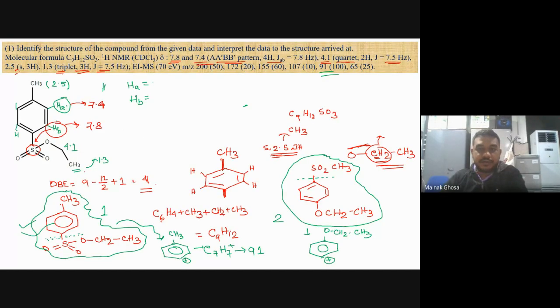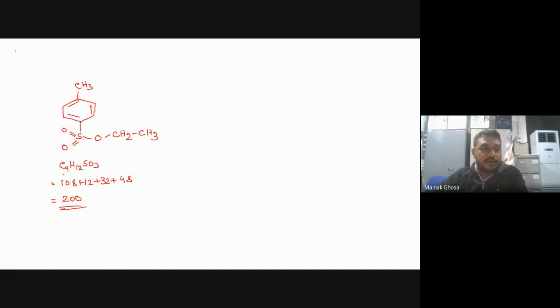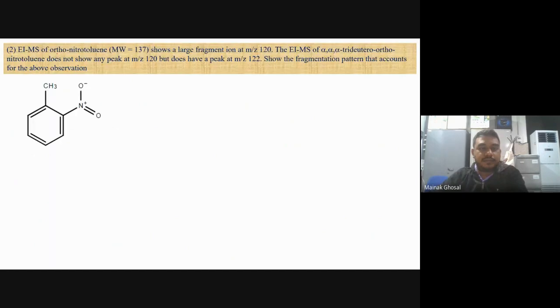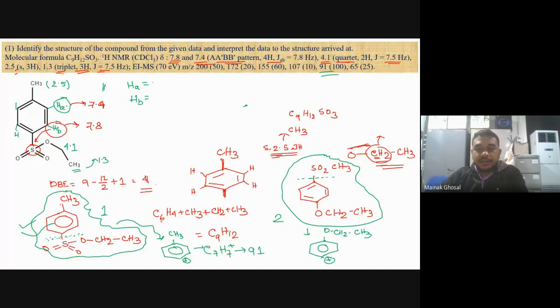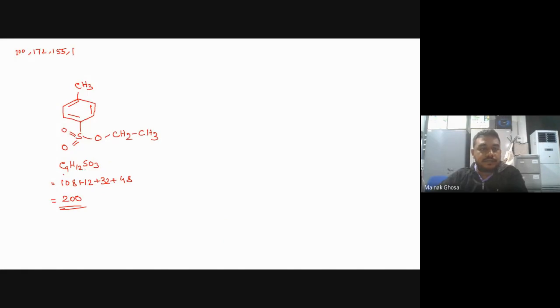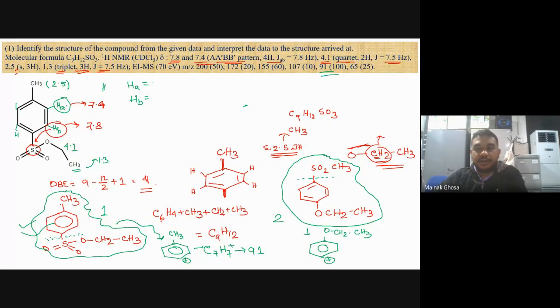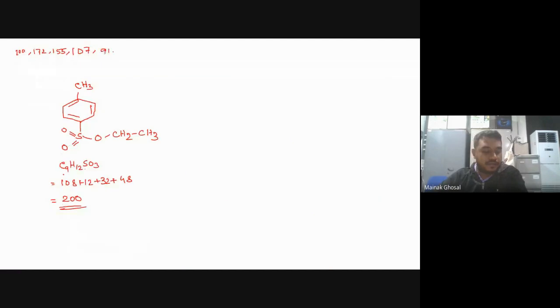200, 172, 155, 107, 91, 65. These 6 fragments I need to explain. So you got 200 as the molecular ion peak. That is the main peak for this compound.